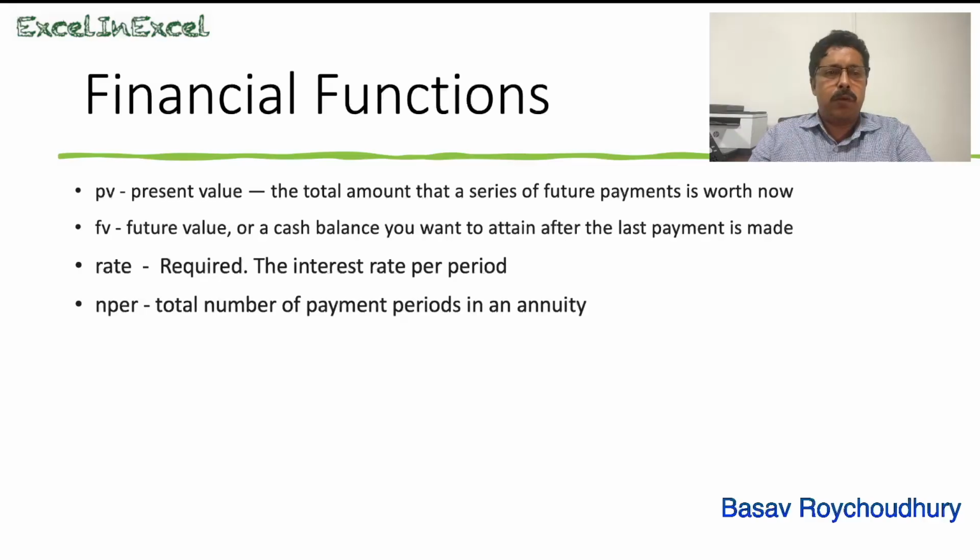Now let me explain this using the concept of NPER. NPER is basically the total number of periods for any instrument. So for example, if I'm taking a loan for say 5 years, then the period of the loan is 5 years.